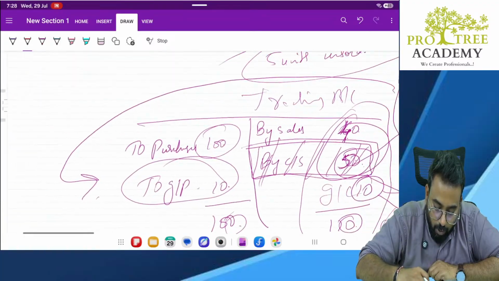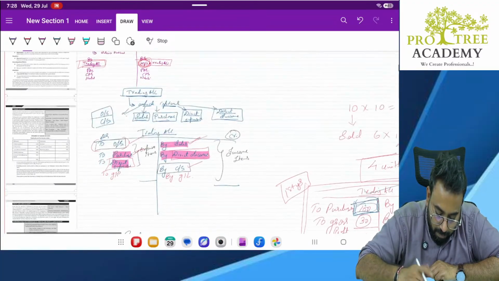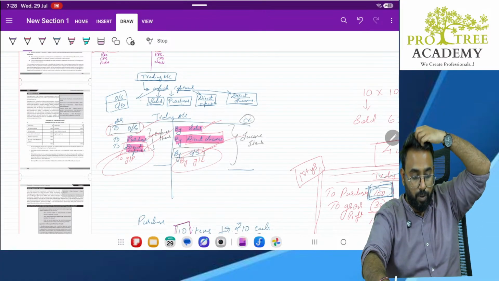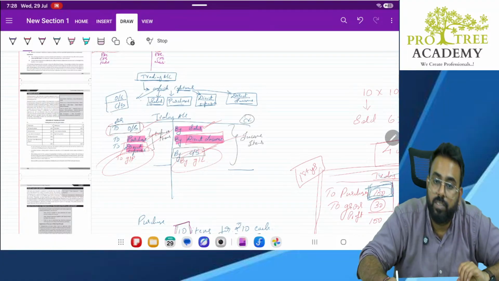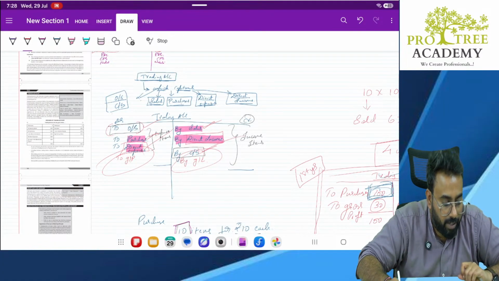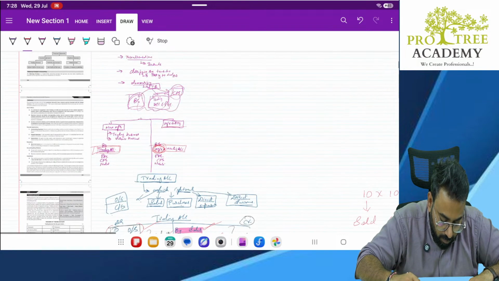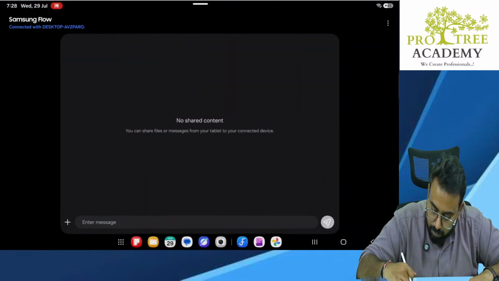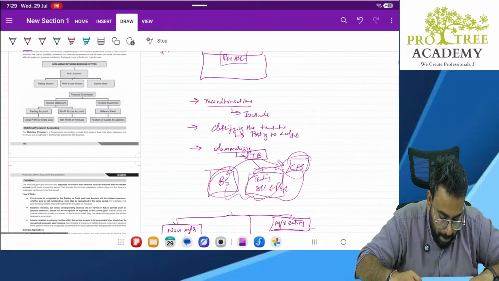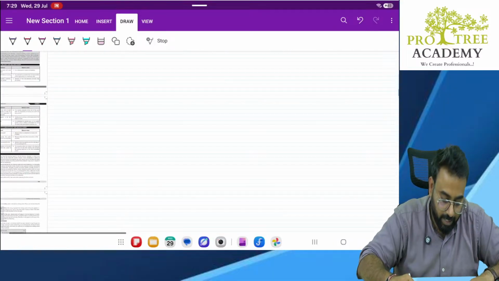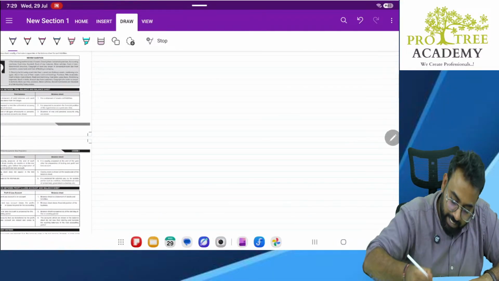So, I hope all the concepts are clear. This is done now. This is also done. This is already explained. So, this is how your trading account will look like. Any doubts in this? Anybody is having a doubt? Okay. Okay, sir. Done. Trading account understood, sir. What next, sir? What next? The next is this, sir.